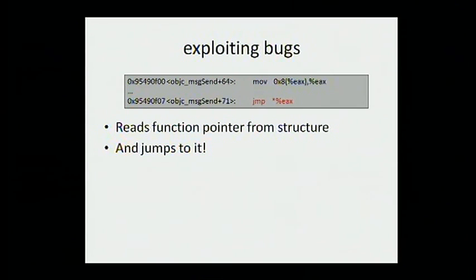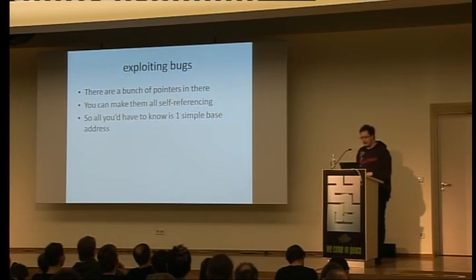Now, obviously, this kind of looks like, well, it's a pointer here, a pointer there, and it sounds very complicated. But it's not really. It's only a handful of pointers. And the other thing is you don't really have to know more than one pointer, because you can make everything self-referencing. Take one base and then everything's sort of a relative offset from that. And maybe it still sounds a little bit complicated.